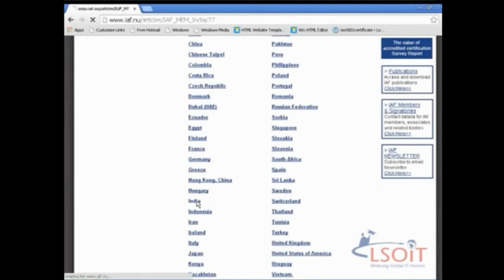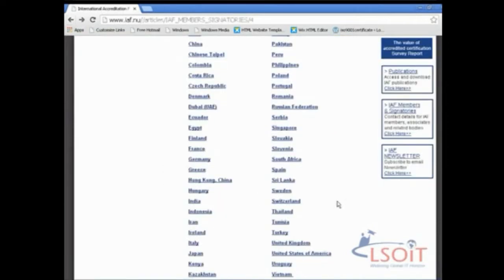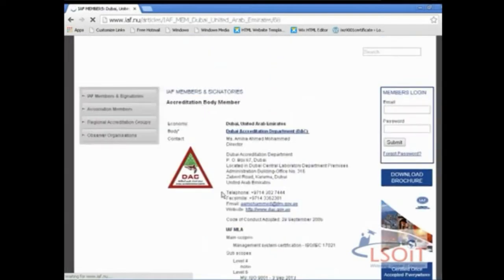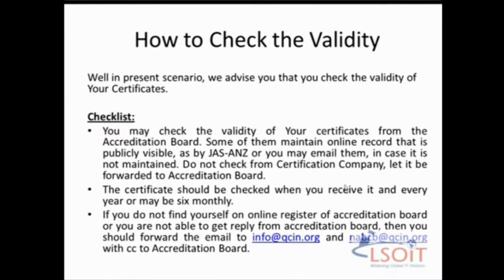If you click on India, you can get the details of NABCB. This is the Accreditation Board of India, which is a member of IAF. Similarly, if you click on Dubai, you can see Dubai Accreditation Center here. For Dubai, this is the IAF member, and here you can see the contact details. So basically, you can email them to check the validity of certificates, or you can visit their websites through iaf.nu.